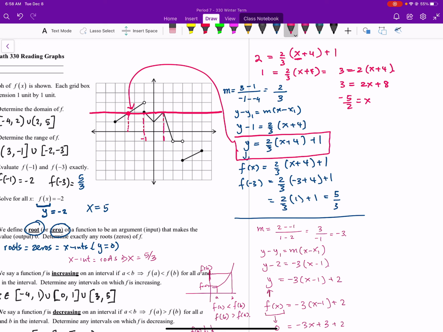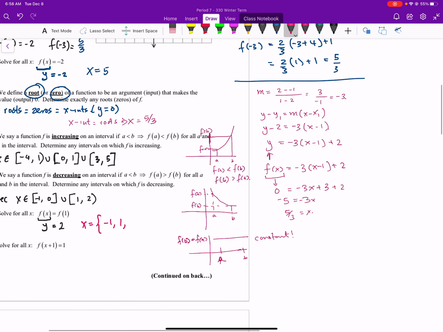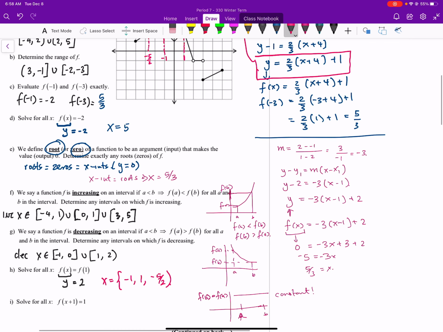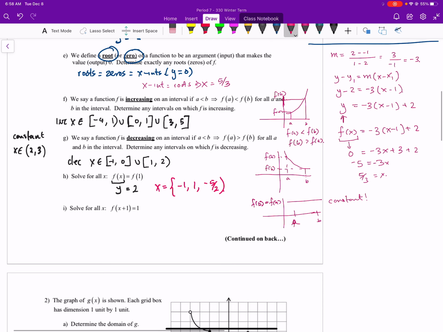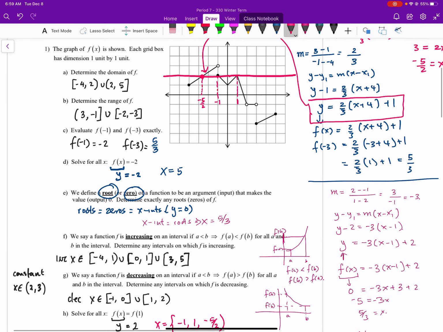So -5 over 2 is a little bit over -2. So 1, 2. So we are right there. So this is -5 over 2. So we figured out the last piece, which is -5 over 2. Okay. All right, let's do the last one. I'm going to change the last one because we haven't covered this yet. And I'm going to change this to f of x is greater than or equal to 1. Okay, let's solve that real quick.